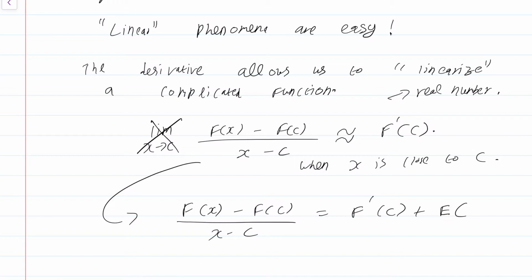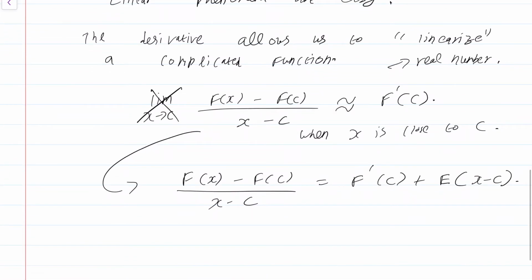And clearly this error term will depend on x minus c. It actually depends on x, but it's better to say it depends on x minus c, because it depends on how far away x is from c. Okay, so (f(x) minus f(c)) by (x minus c) is equal to f prime of c plus e of x minus c. This is supposed to be the error.